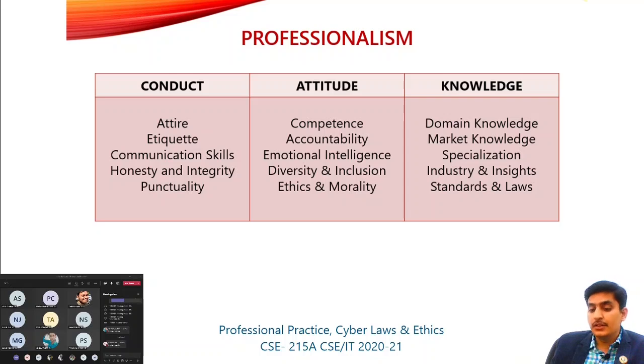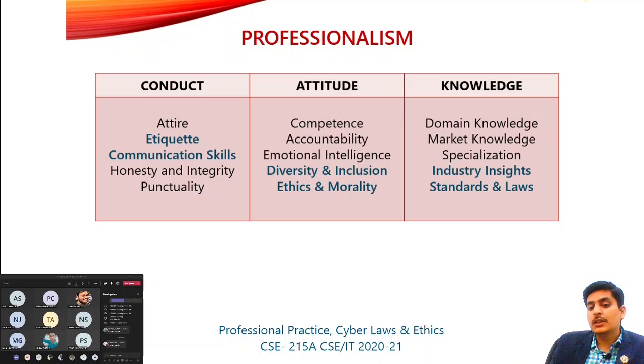And finally, the standards involved. What are the different industrial standards, global standards on the products we are working on and the services we are offering, and what are the national and international laws that could affect that. So in this particular subject, we'll be focusing on a few key terms. From conduct, we'll be focusing on etiquette and communication skills, which we'll study in the third unit. On the attitude part, we'll be focusing on diversity and inclusion and ethics and morality. And on the knowledge part, we'll mainly focus on industry insights and standards and laws.